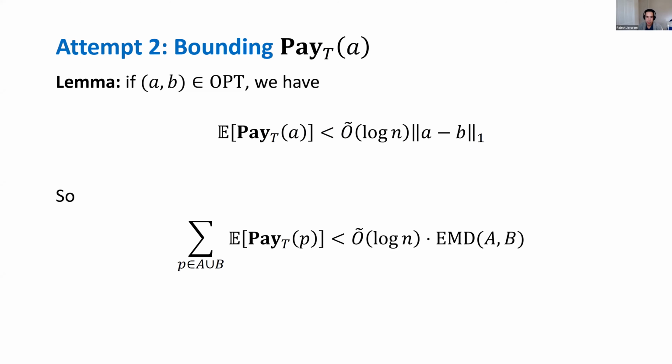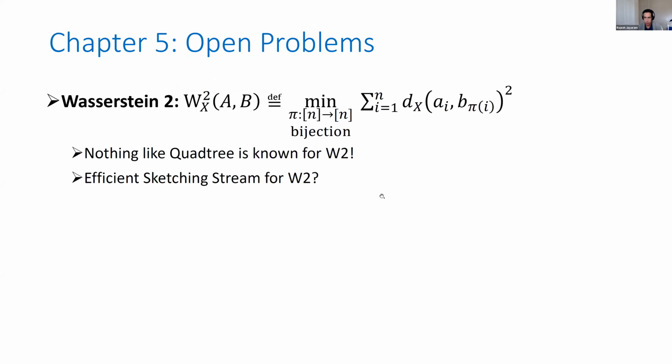Cool. I want to end because there's actually a bunch of open problems here. So this complexity for offline algorithms estimating the earth mover distance with a quadtree is tight for this quadtree algorithm. But there's a number of things that we don't know how to do yet.